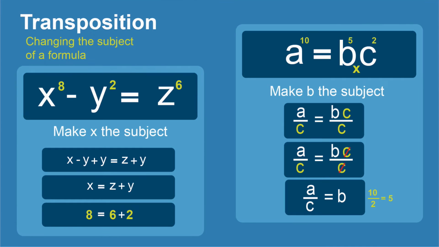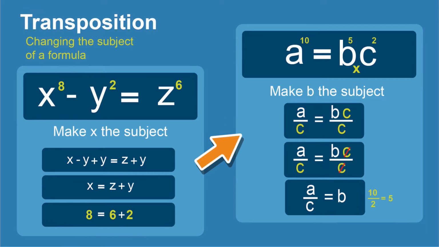We have two examples here. We want to make x the subject, so we need to move y to the other side of the equal sign. We've got a minus y, so we need a positive, so we need to add a y. So minus y plus y, we add the y to the other side to balance the equation. The two y's cancel each other out on the left hand side, and we're left with x equals z plus y. And again, you can check it out. You can put the numbers in. The first equation was 8 minus 2 equals 6. In the rearranged version, we've got 8 equals 6 plus 2.